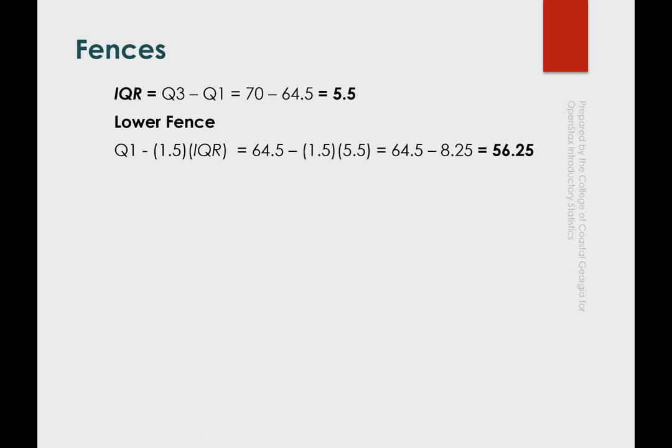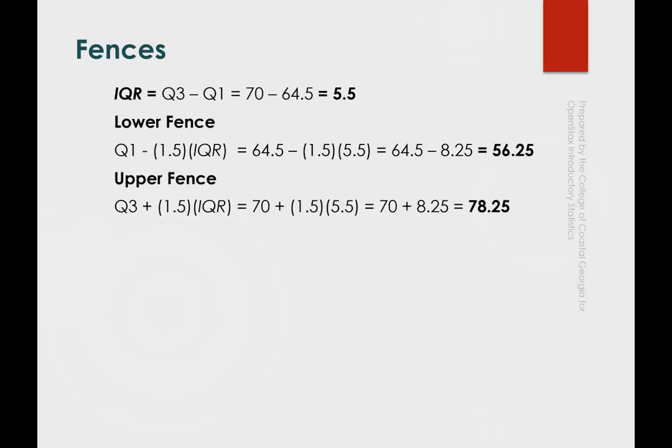Pause the video and try to find the upper fence on your own. Okay, I'm going to show what that is now. So the upper fence is the third quartile plus that same value, 8.25, so we get 78.25.